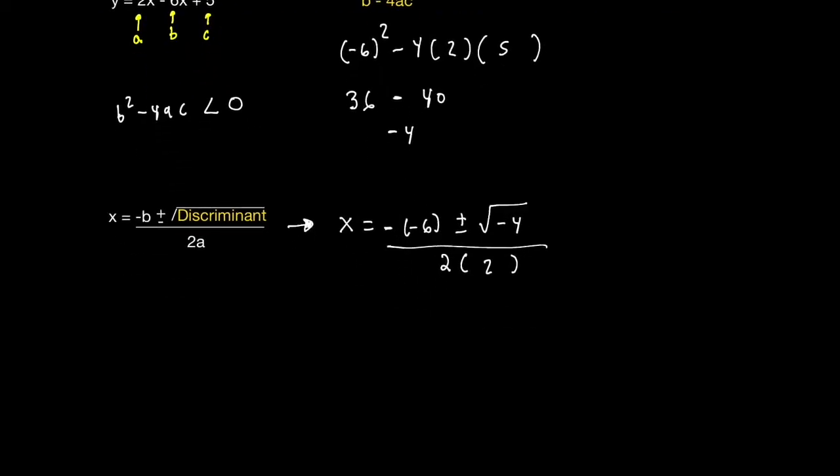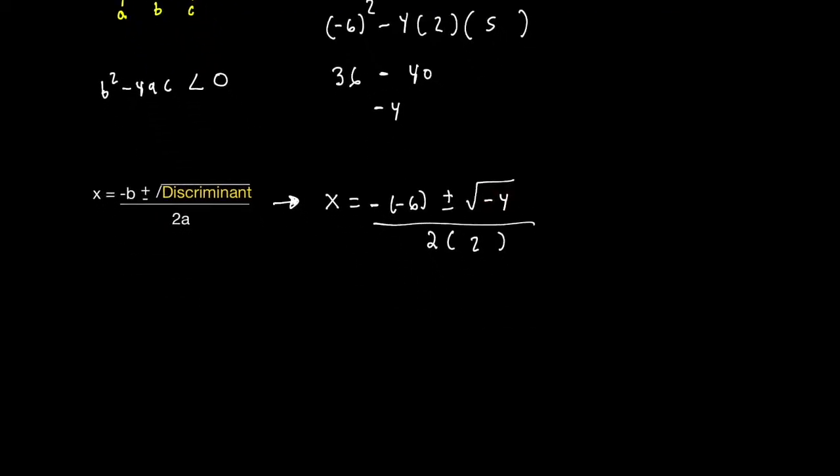Now, because we have a negative underneath the square root, I'm going to make use of the fact that the square root of negative 1 is going to be i. We can exchange that for i. And doing so, we're going to get negative negative 6, which is 6, plus or minus, and then the square root of 4 is 2, but we have that negative, so we're going to write it as 2i. On the denominator, 2 times 2, that's going to be 4.